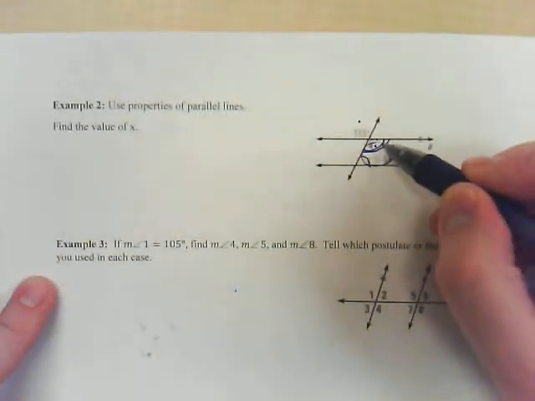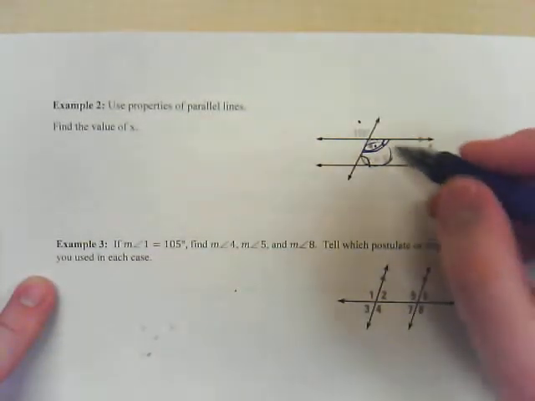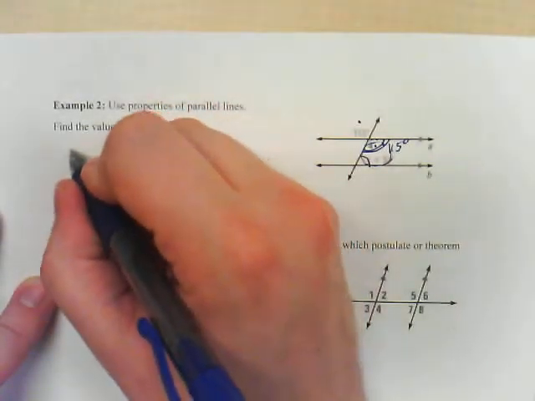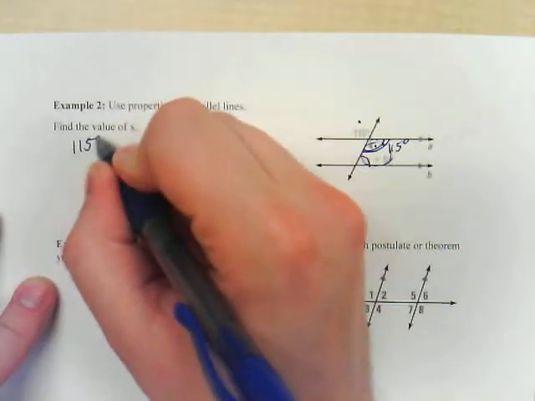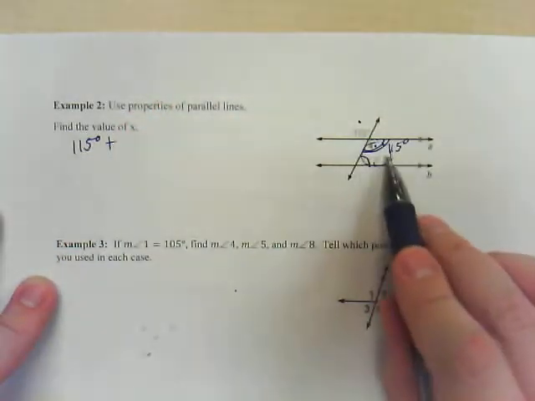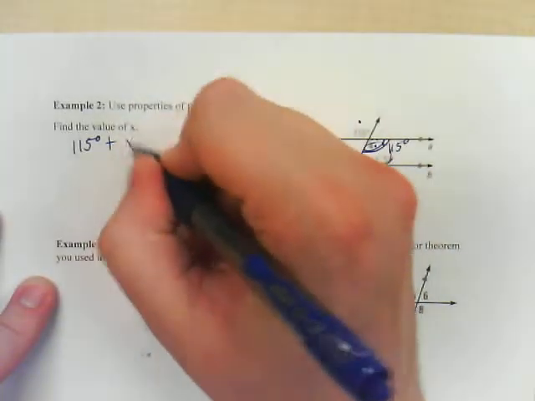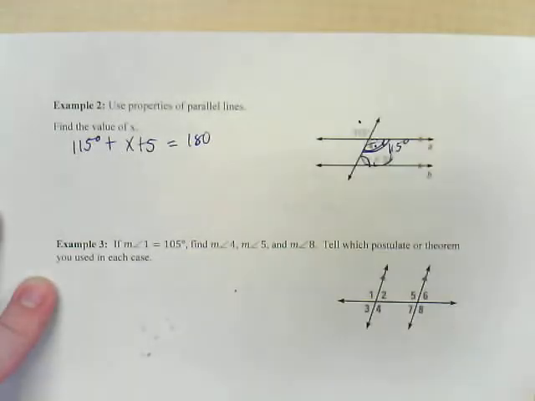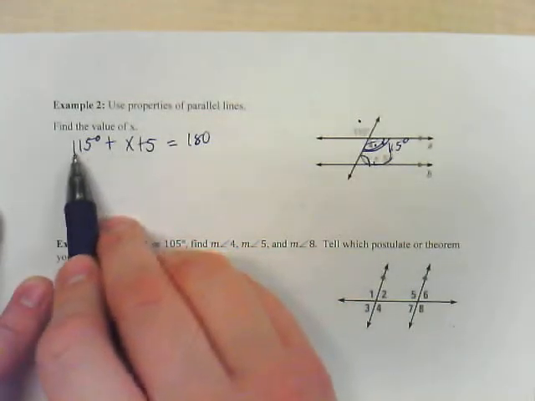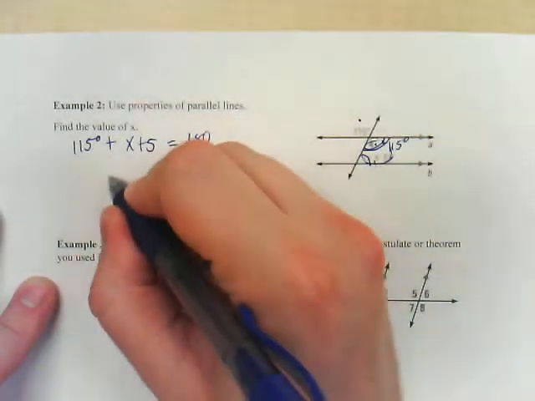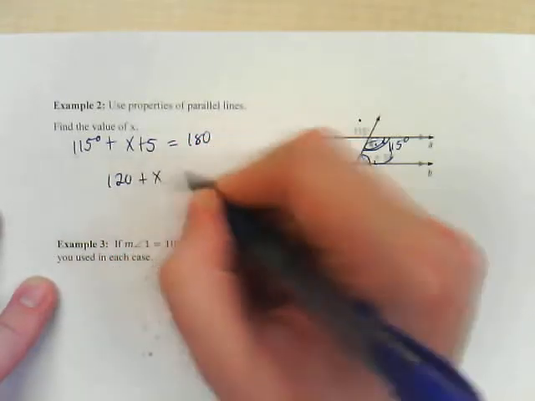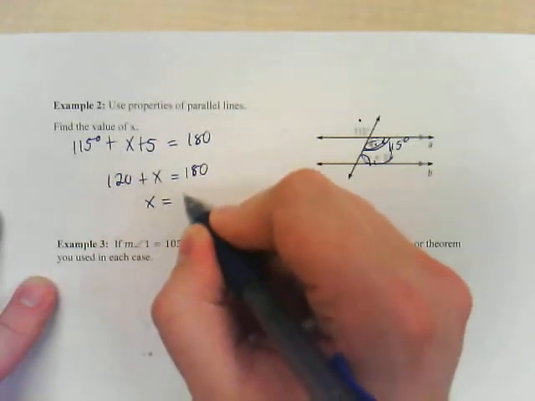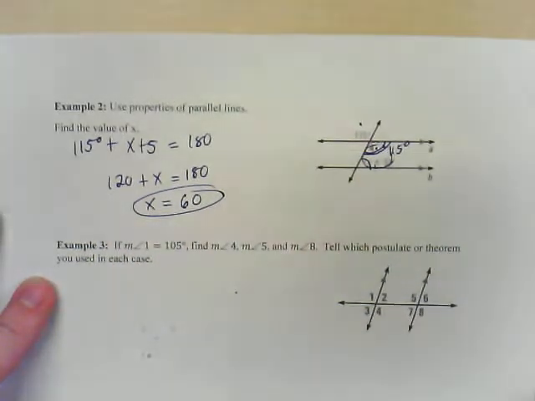Well, this angle right here is vertical to this 115 degree angle, so it's got to be 115 degrees. So we could say then that if we take the 115 degree angle and add to it this angle that's described as x plus 5, then we should get 180. So then we could say combine like terms. We've got 115 and 5, that's 120. And then subtract 120 from both sides to get that x is equal to 60.